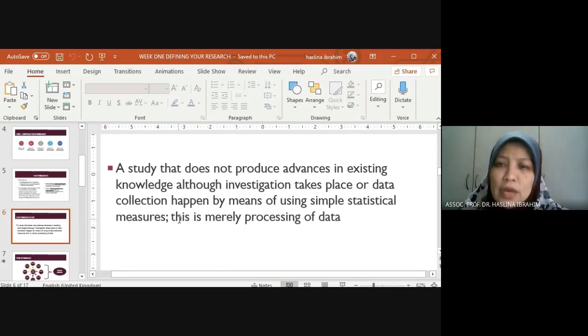In IIUM, any thesis that achieves 25% or more index of similarity can be accused of committing plagiarism, because it means that a quarter of your thesis or more is simply copy and paste of other work. So don't you dare do that. As much as possible, 22, 23, we can still accept.